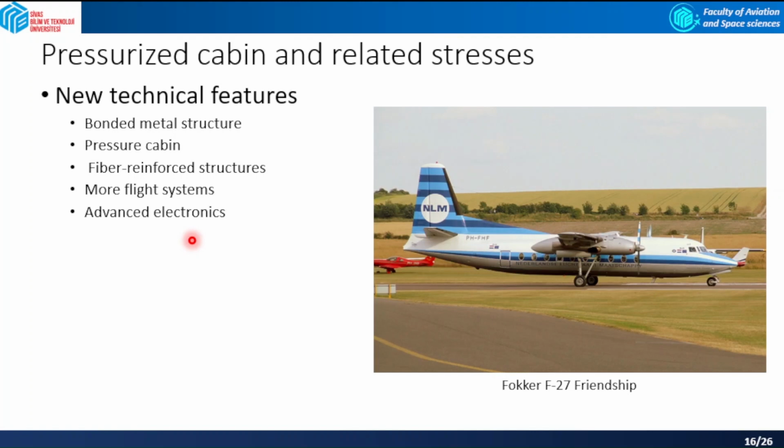So the introduction of pressure cabins, along with the emergence of jet engines shortly after the Second World War, revolutionized air travel by enabling faster and also longer distance flights. This development marked a significant advancement in aviation and greatly enhanced the accessibility and efficiency of air travel.